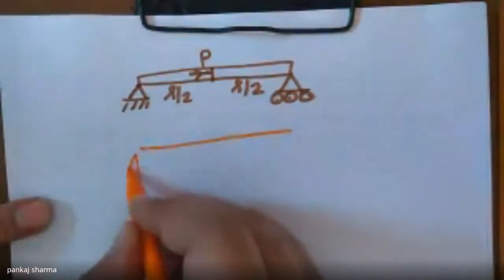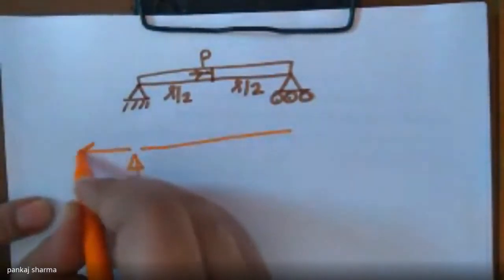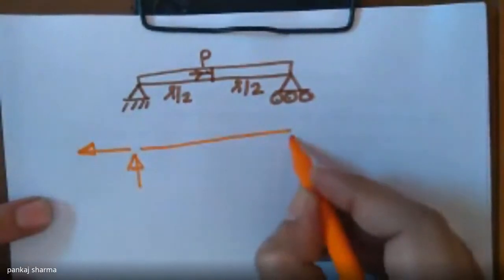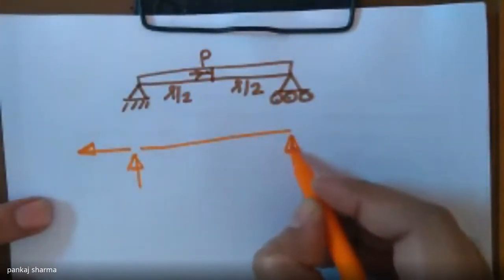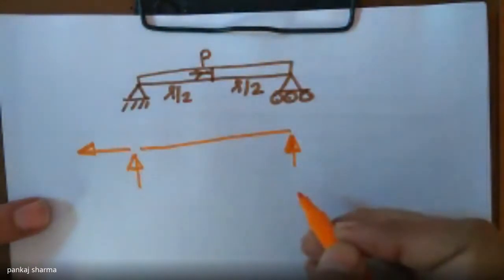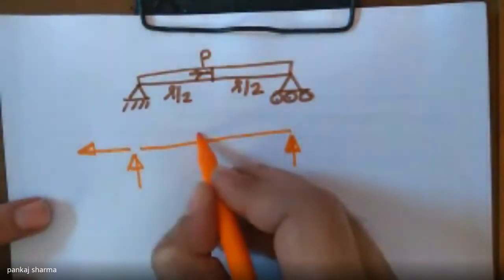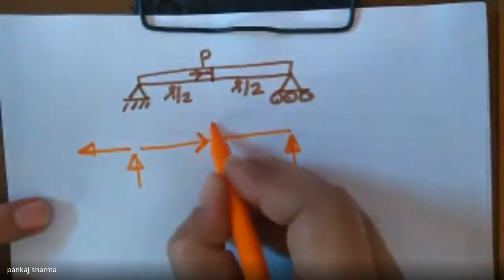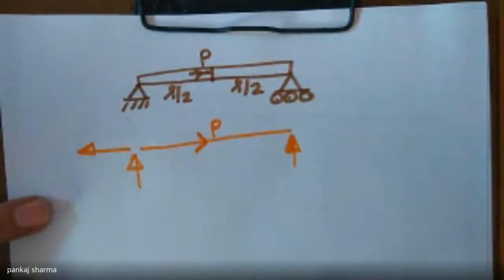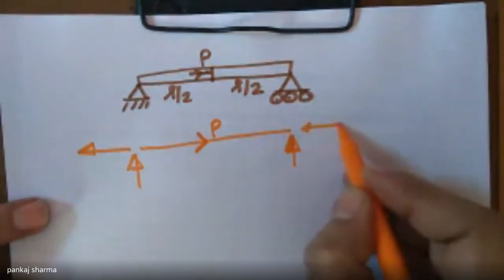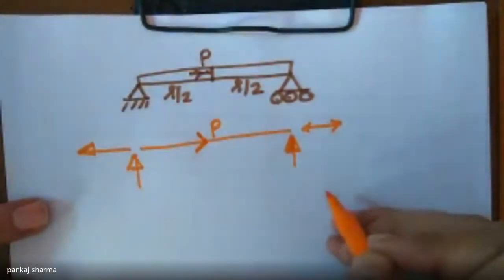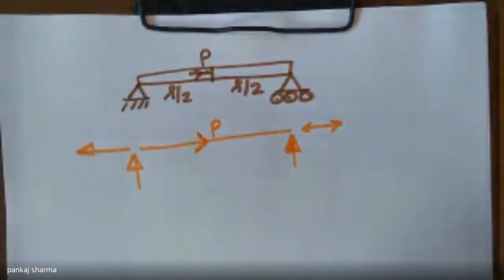So at the pin support, the vertical reaction may be there, and the horizontal reaction may be there. For the roller support, only the vertical reaction may be there. And this is the horizontal force. Actually, the force P is the acting force. There is no reacting force at the roller because it allows translational motion.